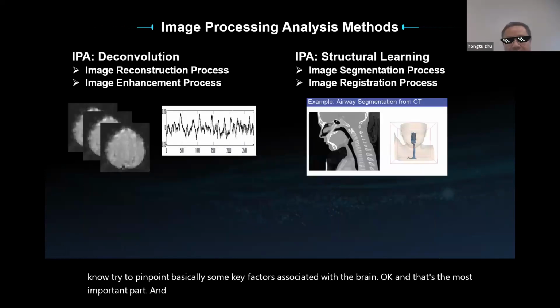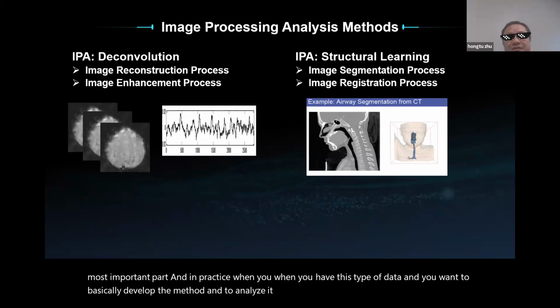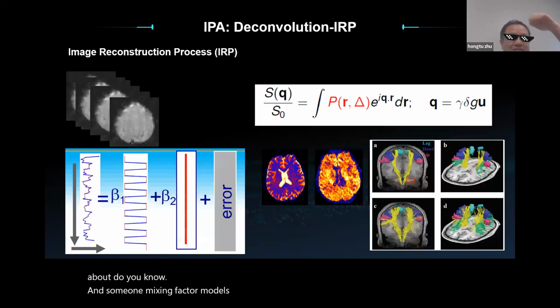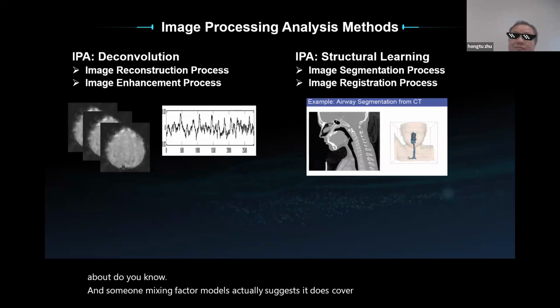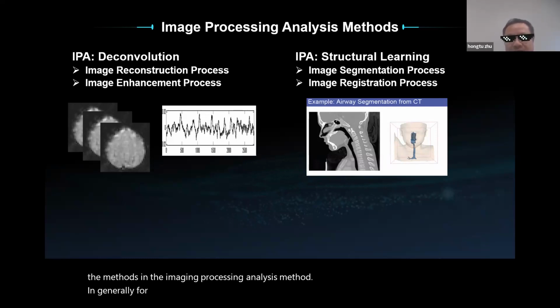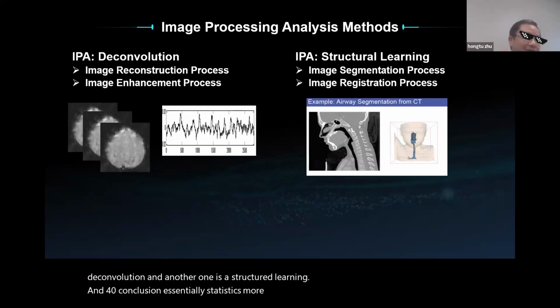In practice, when you have this type of data, you want to develop methods to analyze it. And statistics is not just about doing some mixed effect models. Actually, statistics covers everything we teach in all the methods of imaging processing and analysis. In general, for imaging analysis, there are two major methods. One is deconvolution, and the other is structured learning.